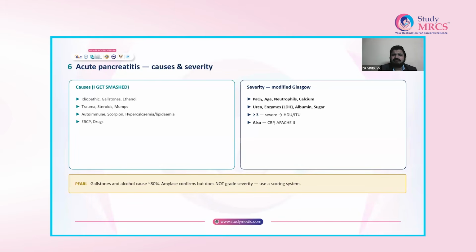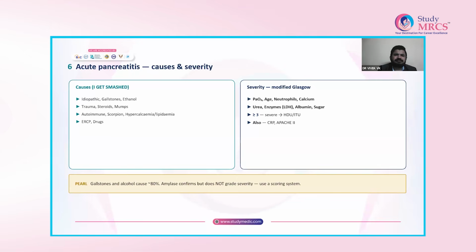So severity you have to assess by different scoring systems. The Ranson scoring system is there. The modified Glasgow scoring system is there. That is considering the different parameters like the PaO2, age, calcium, the urea, the liver enzymes, etc. Also, there is a scoring system called the CRP. You can measure the C-reactive protein level in the blood. There is one more scoring system, that is the APACHE II scoring system. If the score is 3 or more, that means the patient requires some HDU or ITU admission.